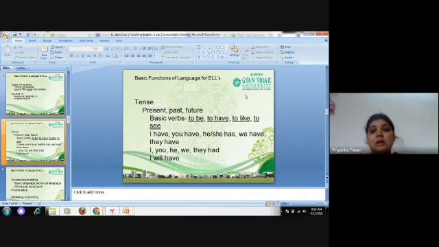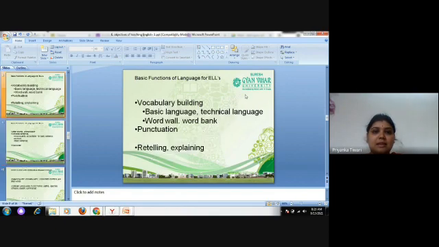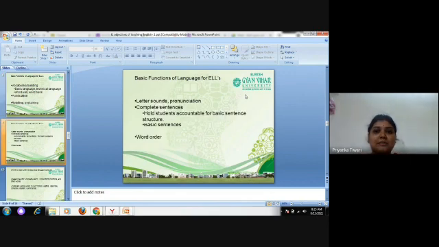So, we have to focus on the first person, second person, and third person. This is very important. Then vocabulary building: basic language, technical language, word wall and word bank, punctuation, retelling, explaining. So basic functions of language are very important, and that includes sounds and pronunciation, complete sentences, holding students accountable for basic sentences, and word order. This is very important.